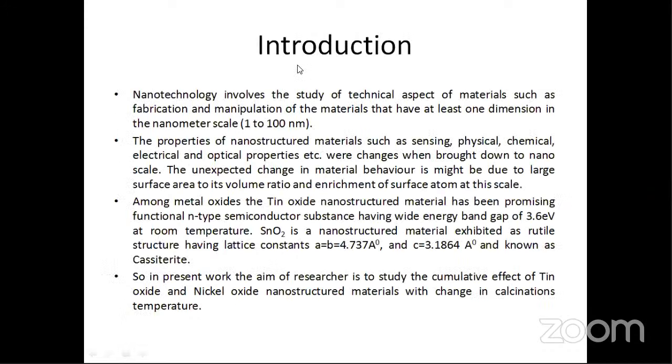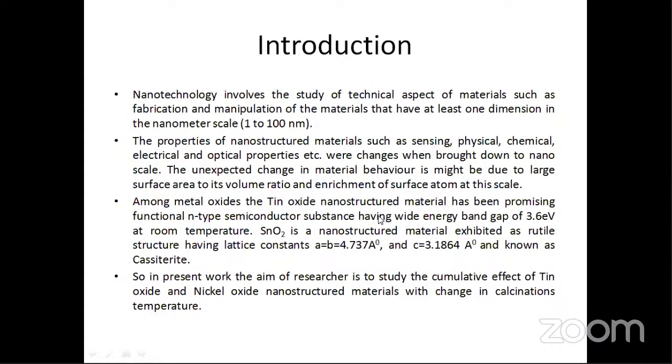First of all, there is an introduction about nanotechnology. Nanotechnology involves the study of the technical aspects of materials, which involves the fabrication and manipulation of materials that have at least one dimension in the nanometer scale, that is between 1 to 100 nanometers. The properties of nanostructured materials, such as sensing, physical, chemical, electrical, and optical properties, change when brought down to nanoscale. The unexpected change in material behavior might be due to large surface area in comparison to volume, so that there occurs a large enrichment of surface atoms at this scale.